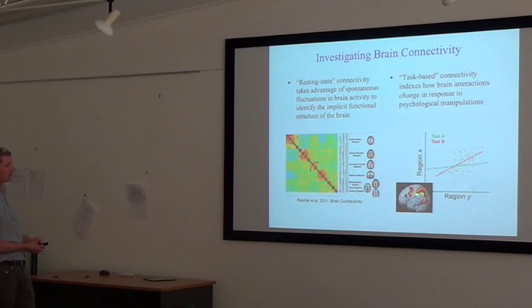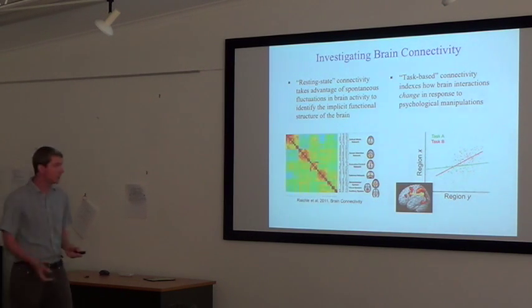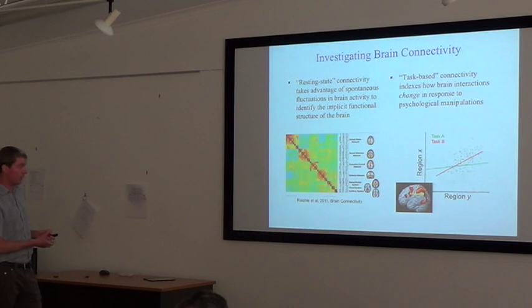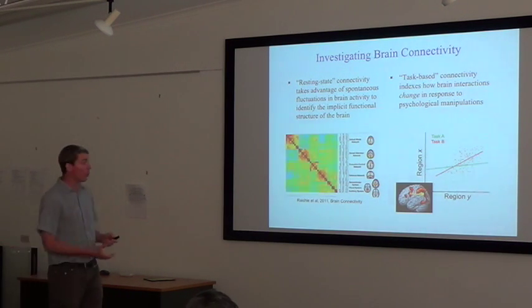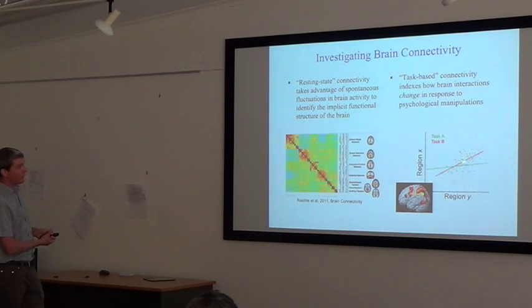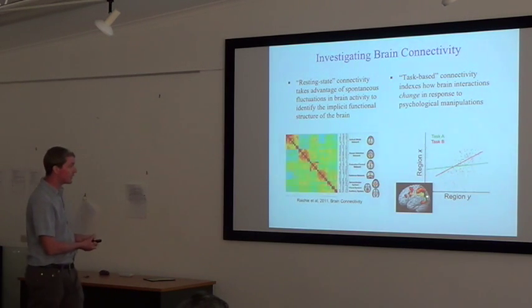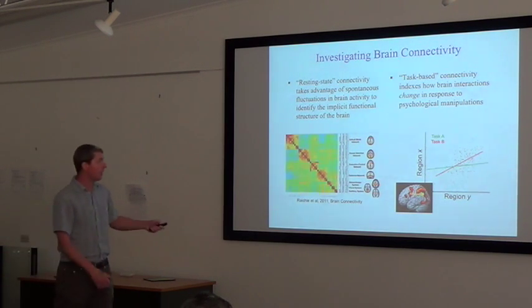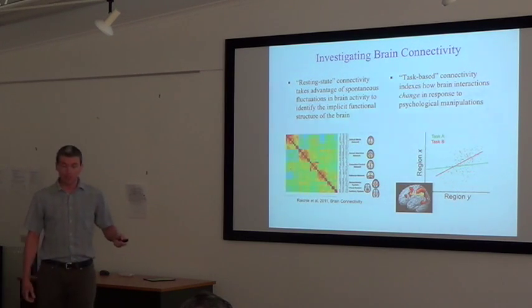This is a lateral prefrontal region. This is an occipital parietal region. I'll show you this study actually in a second in more detail. And during task A, we don't have a significant correlation, but we get a significant change in correlation during task B, suggesting that this interaction becomes relevant to whatever the difference is between A and B.